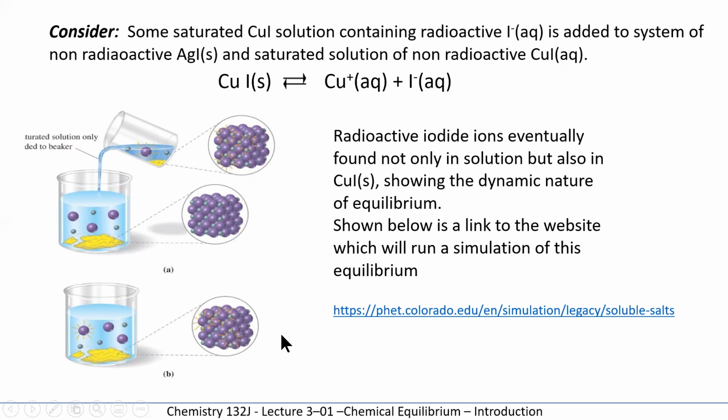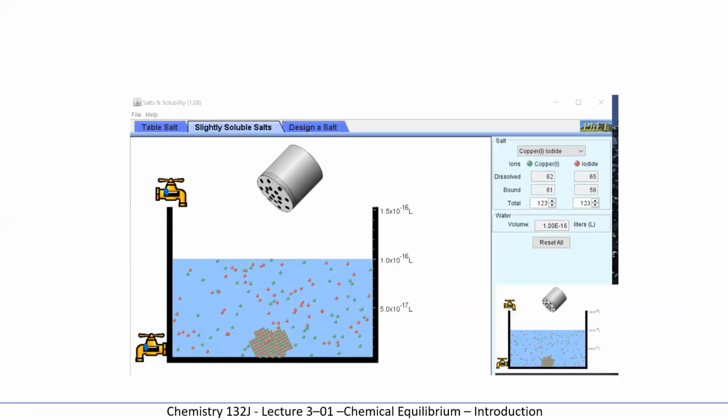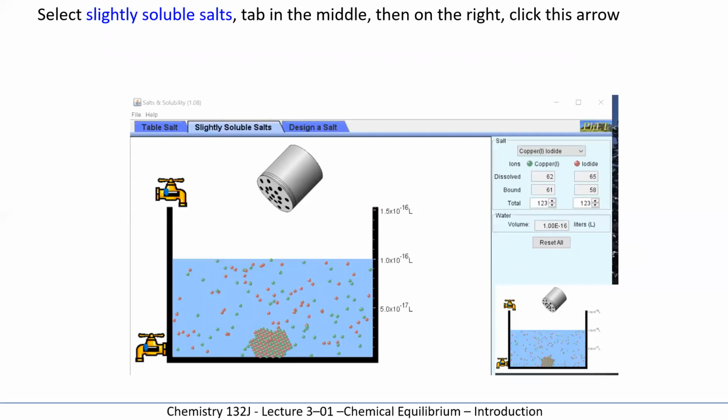Now, what I want to illustrate with a piece of software that comes from the University of Colorado, PhET is the name of the website. There's a link below here. And I'm going to show you how to get to the web page. Once you get to the web page, basically what you want to do is select salts and solubility and download it to your computer. Since it doesn't play off the internet, it has to be downloaded. You need JavaScript on your computer, which most computers have. If you don't have JavaScript, you'd be well advised to install it.